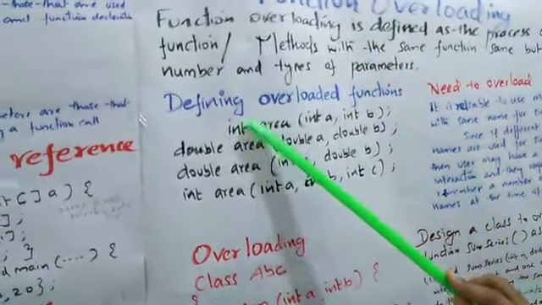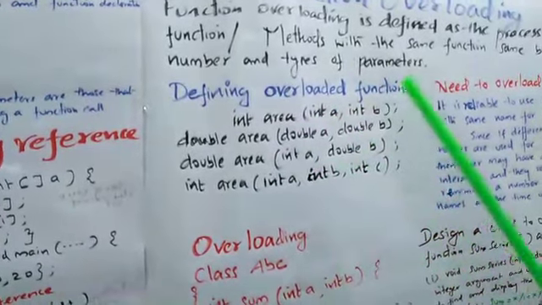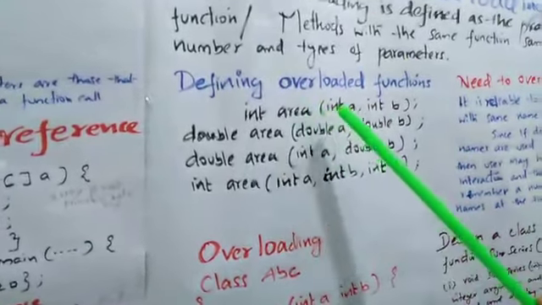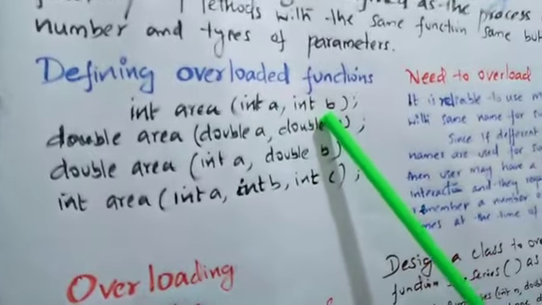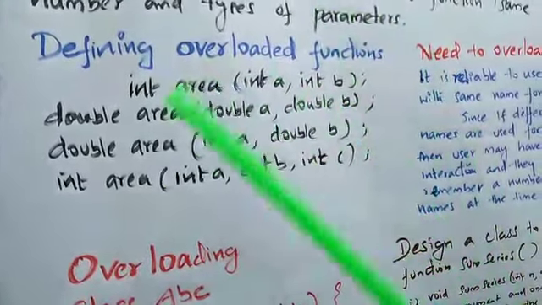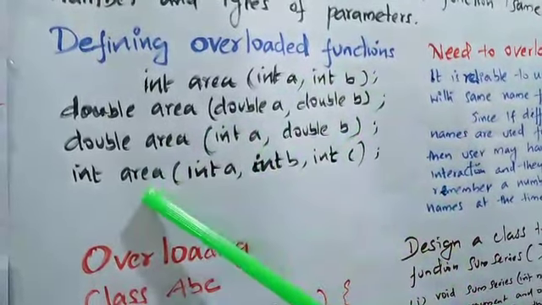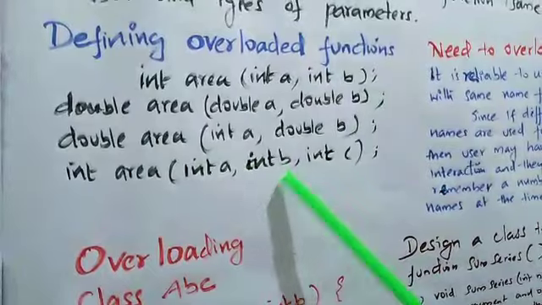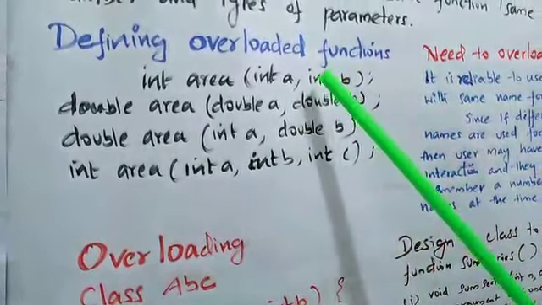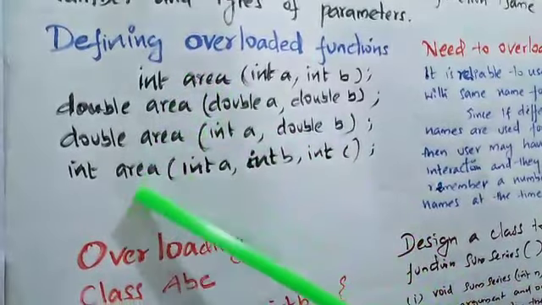Now, how will you define an overloaded function? This is the way of defining an overloaded function. int area, int A, int B. double area, double A, double B. double area, int A, double B. int area, int A, int B, int C. So different types of parameters we are using, but the function name is the same.